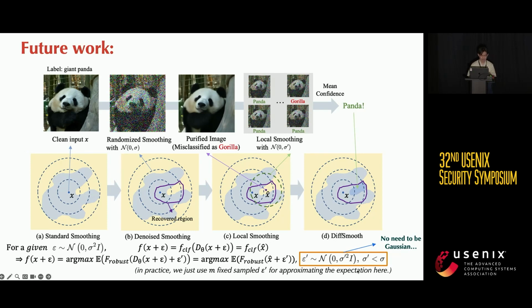And the second thing here is the sigma prime. In our paper, we usually set it to half of sigma. But in practice, we can set it to a lower level. If that's the case, then we can improve the clean accuracy much better, but we still can boost the consistency of the prediction here, which will lead to a higher certified radius.